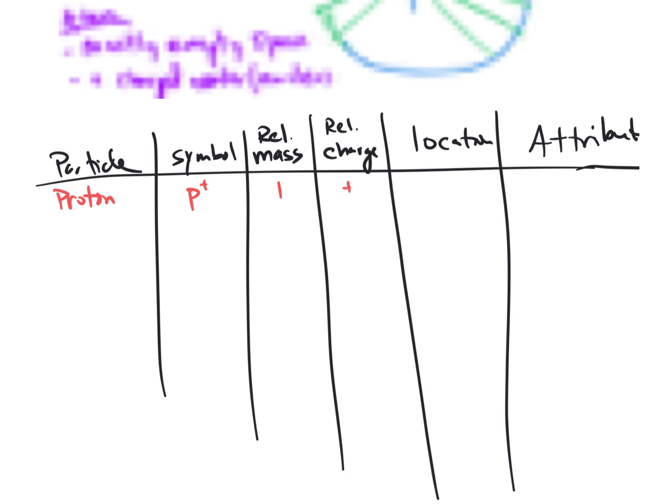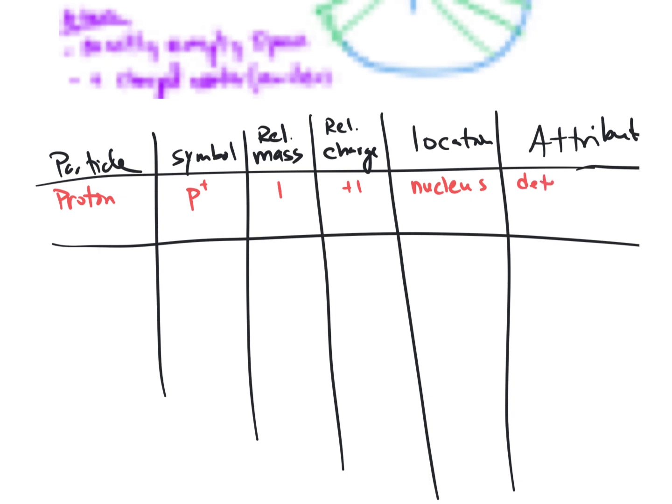Relative charge is plus 1. Well, the charge isn't really plus 1. It's 1.609 times 10 to the negative 19 coulombs. But that's yucky, right? Let's keep it simple. The location, anybody know where it's located? This is what makes it positively charged. The center? The nucleus, that's right. And the attributes of the proton determines the element.